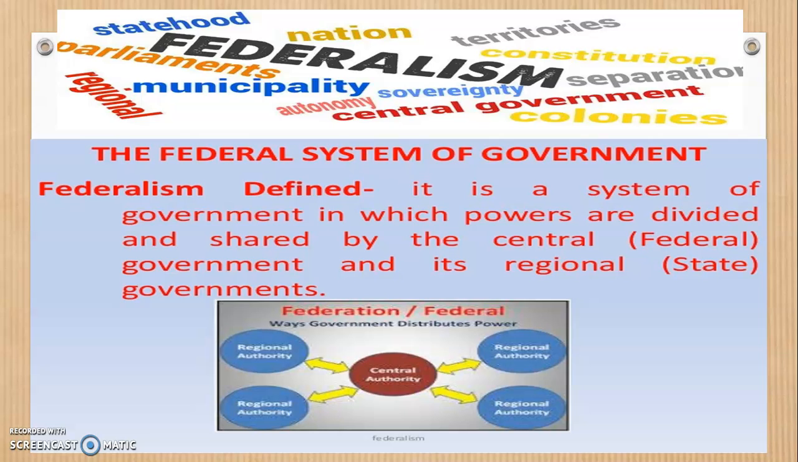The federal system of government, or federalism, is defined as a system of government in which powers are divided and shared by the central, that is the federal government, and its regional, or what we call the state government. And this is the picture, the symbol that has been shown, of how the federation or the distribution of power works. That is, the person at the center gives the authority to the different regional authorities to do their work. Now let us understand federalism from your textbook.